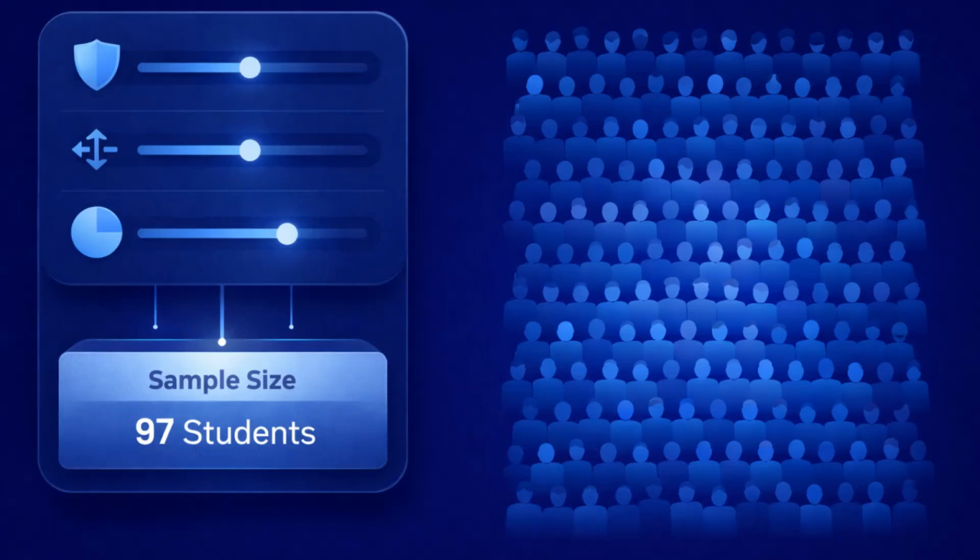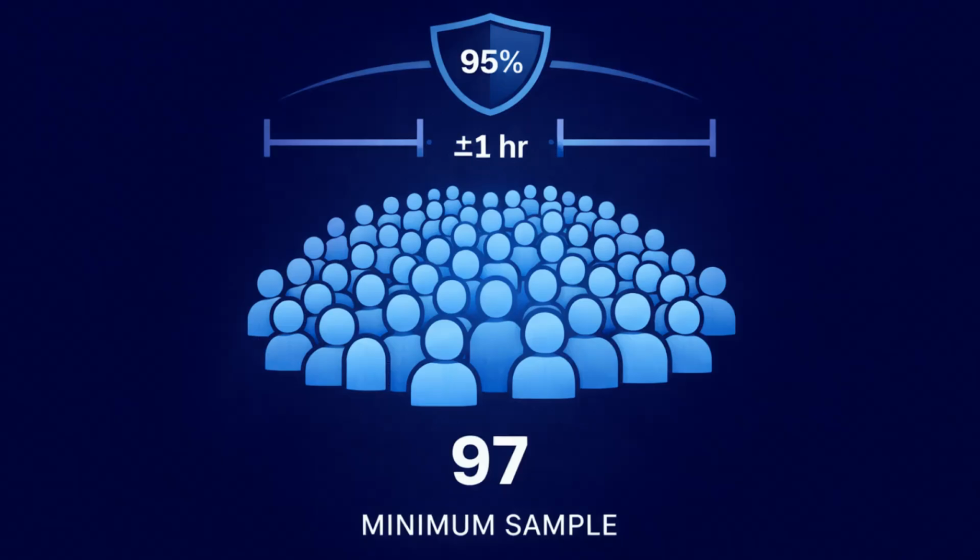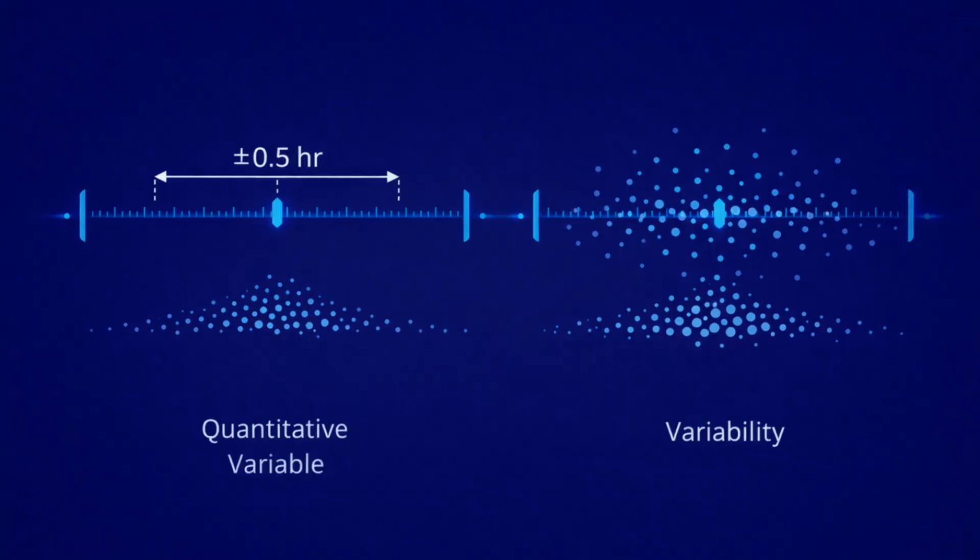Suppose it returns a value of about 97 students. This means that to estimate the average study time within plus or minus 1 hour at the 95% confidence level, the sample should include at least 97 students. If the desired margin of error were smaller, such as half an hour, the required sample size would increase substantially. If the variability were larger, the required sample size would also increase.